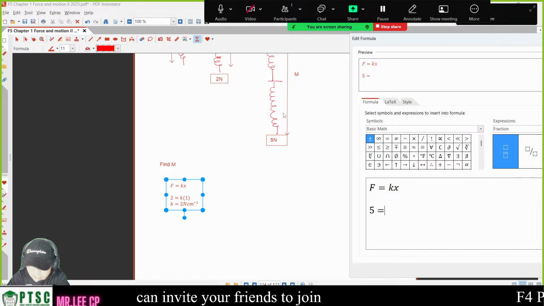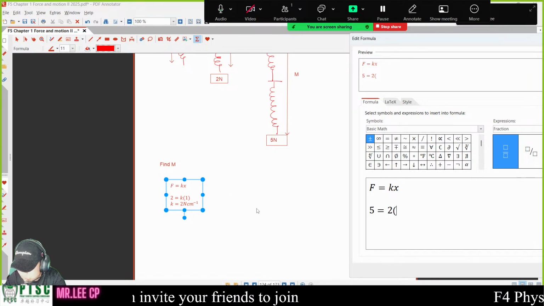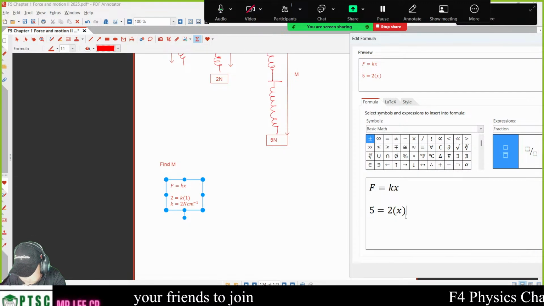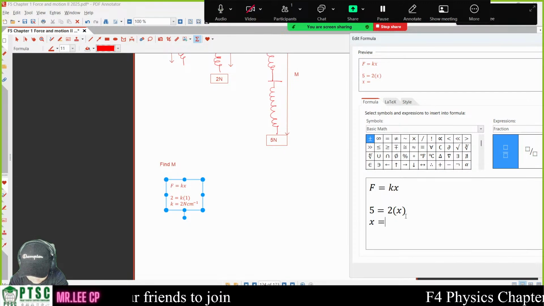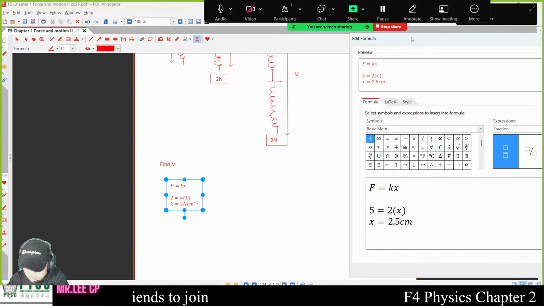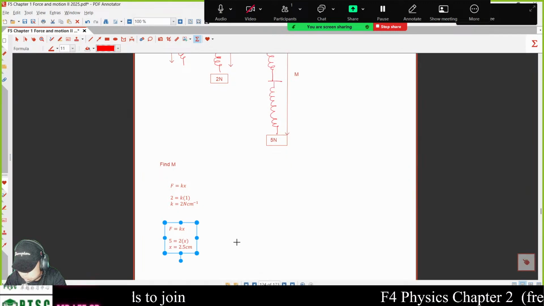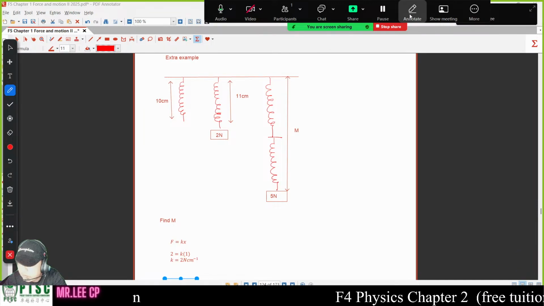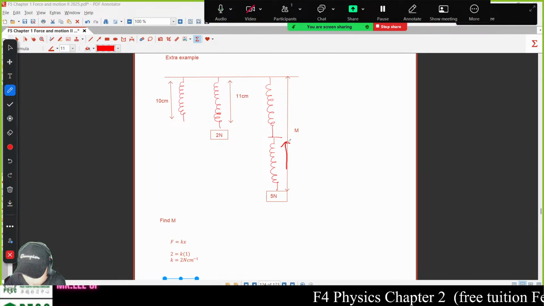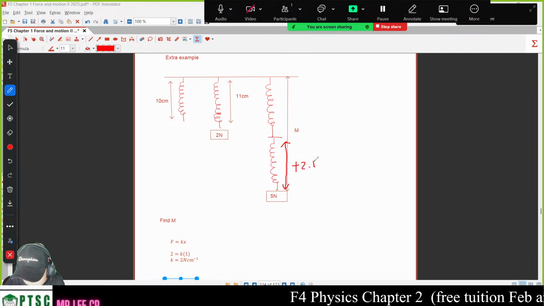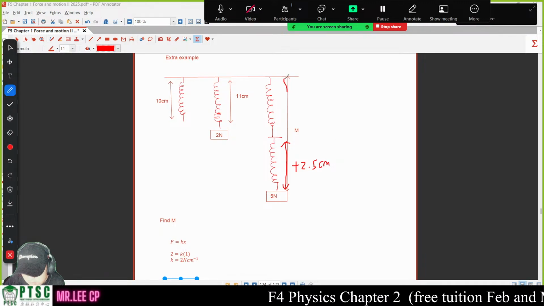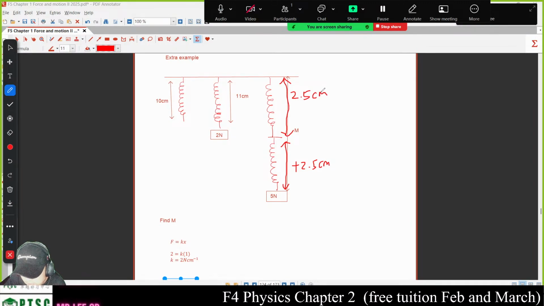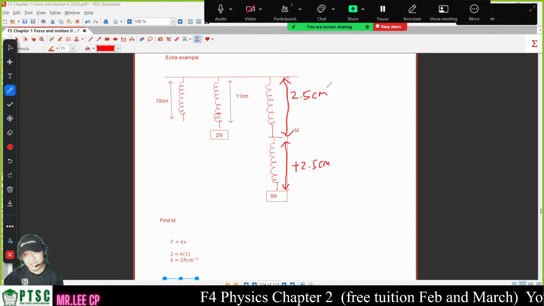This is 5 Newton, like what I told you, 5 Newton. K is 2, x don't know. So x is 5 divided by 2. So x is 2.5 cm. So it will extend 2.5 cm. Meaning that this one will extend 2.5 cm. This one will extend 2.5. So altogether, you will extend 5 cm. Am I right?